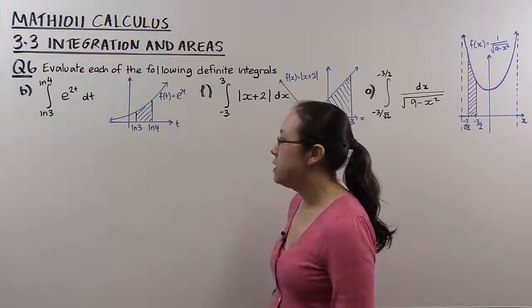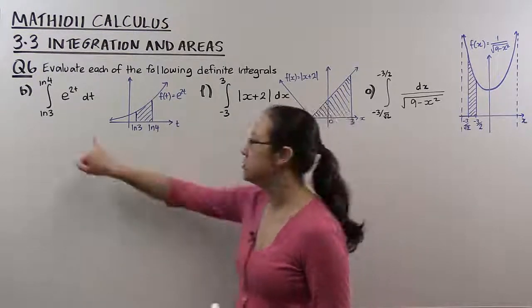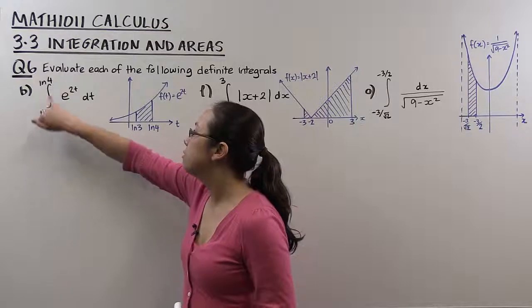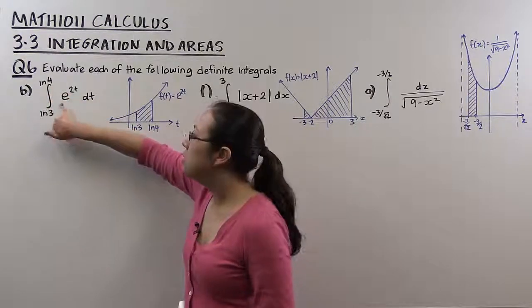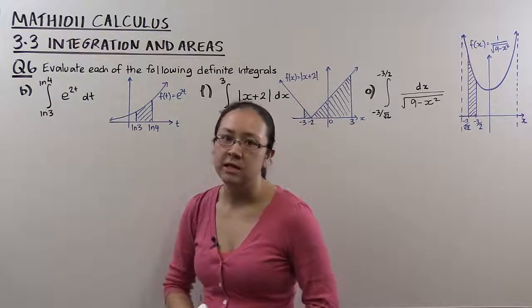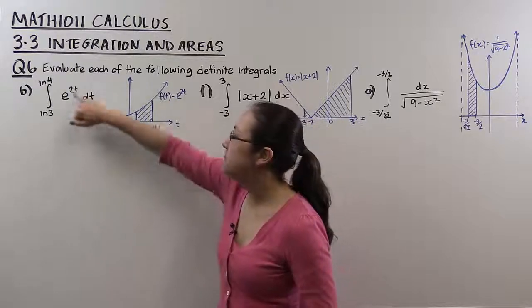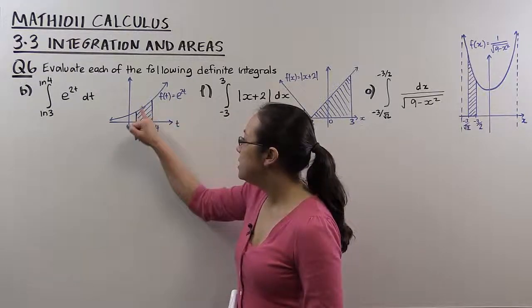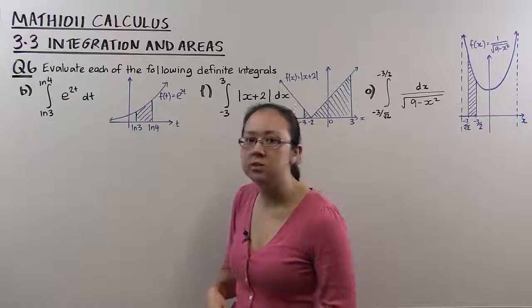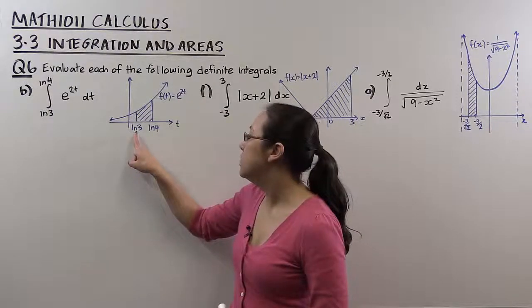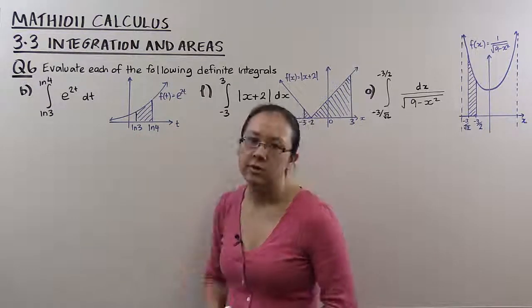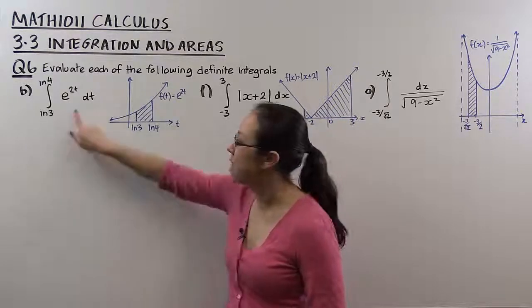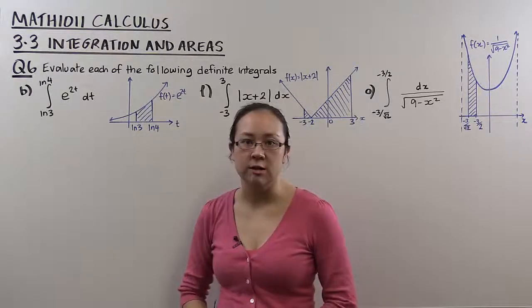So in part B we're asked to find the definite integral from log base e of 3 to log base e of 4 of the function e to the 2t dt. Remember, finding a definite integral is about finding the area under this curve e to the 2t from the value log of 3 to the value log of 4. So when we calculate this, we're calculating the area here.